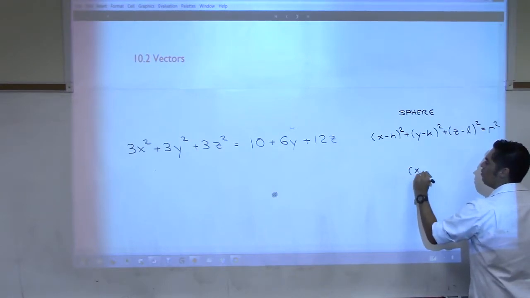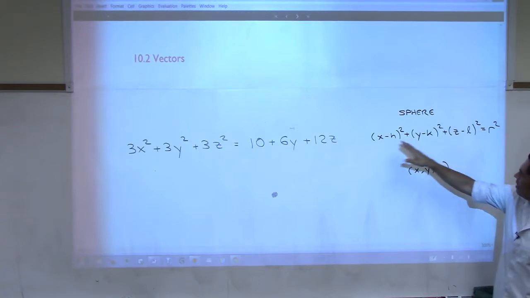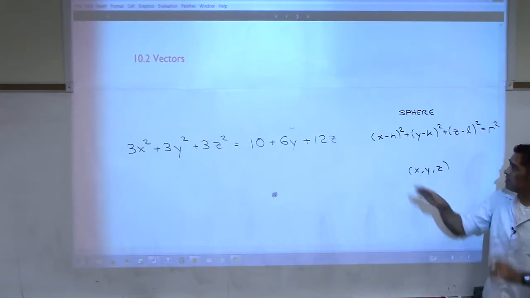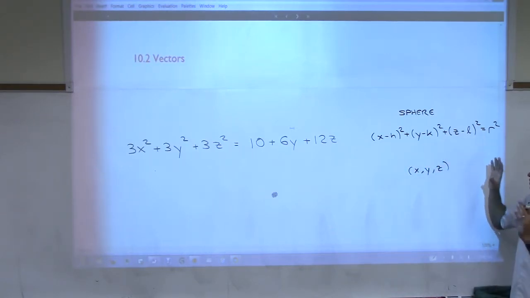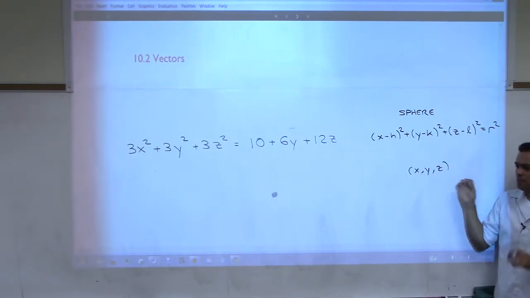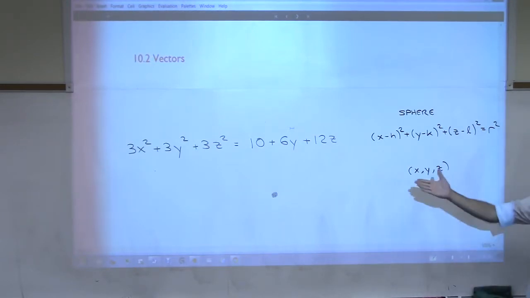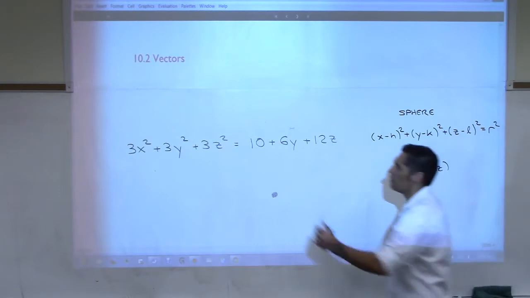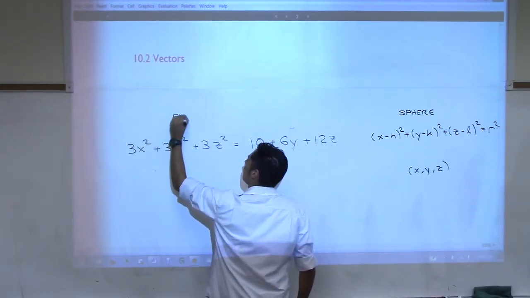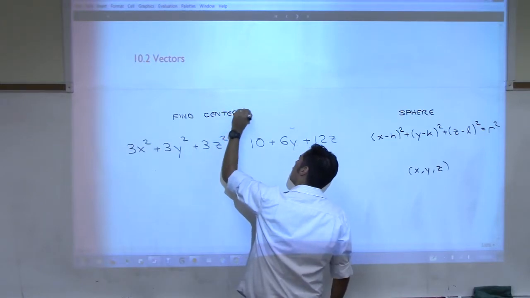Every x, y, and z that you can find that would satisfy this equation. So someone would have to tell you what h, k, and l are. So if those were constants, h, k, l, and r, then any x, y, z that you could find that satisfies the equation would basically lie on the surface of that sphere. So here we're asked to find the center and the radius.